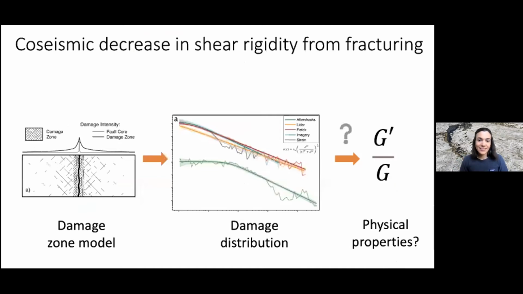Okay, so far we've taken this damage zone model, we've described a damage distribution based on different data sets. And now what we want to do is see if we can take these damage distributions and say something about the physical properties of the damage zone.